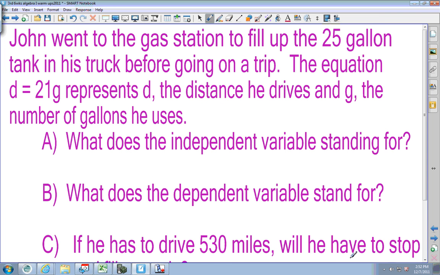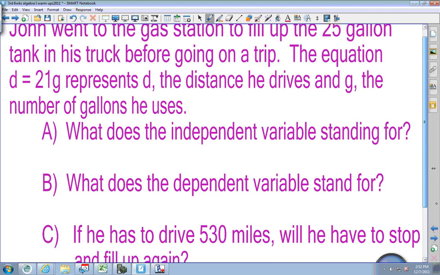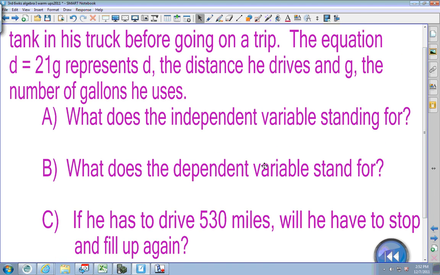Here's the next one. Let's see, there we go, I think. If I can move this a little bit smaller. Let's see. It's all stuck in there.